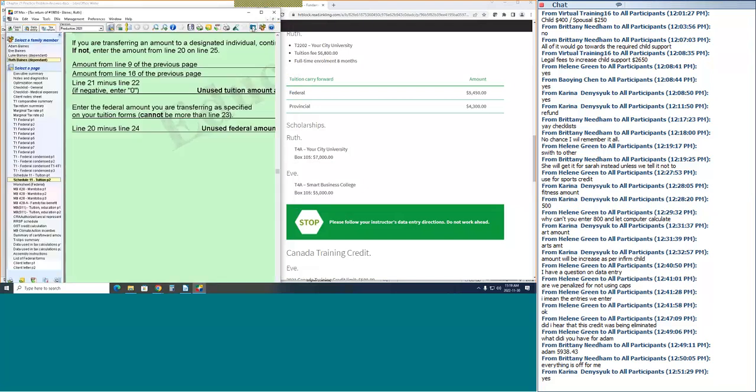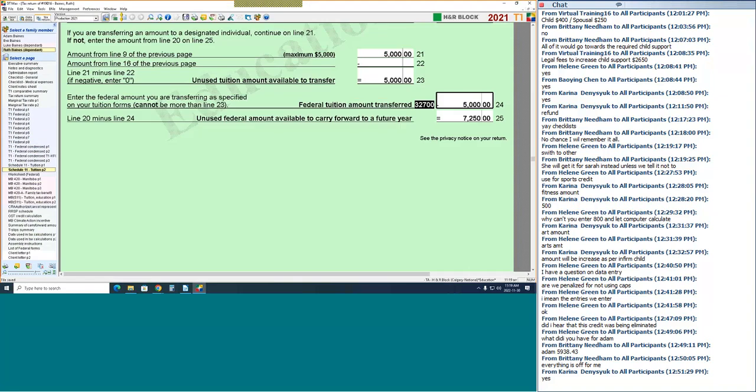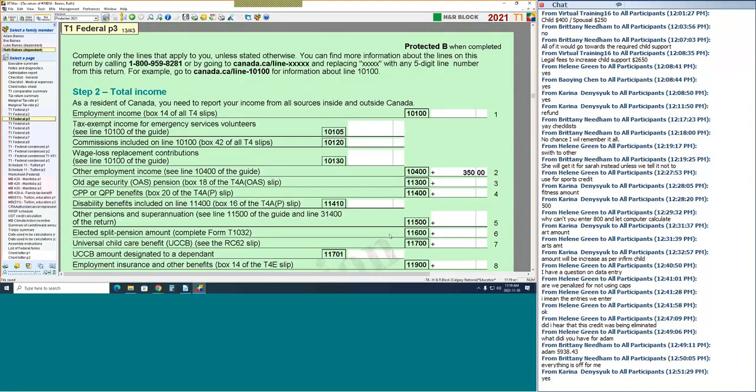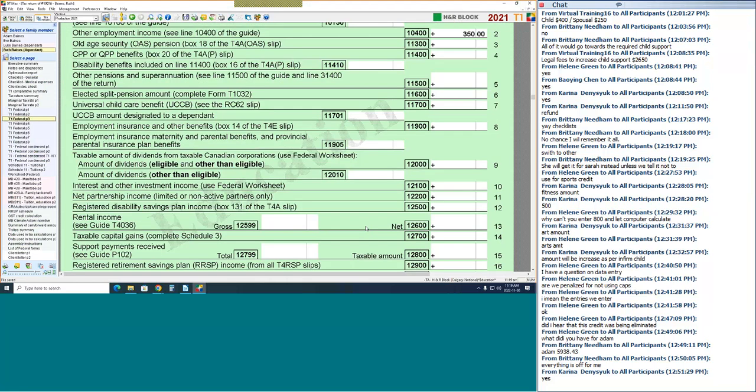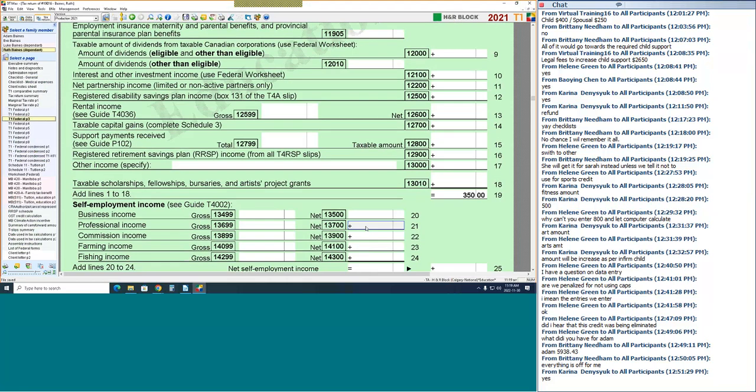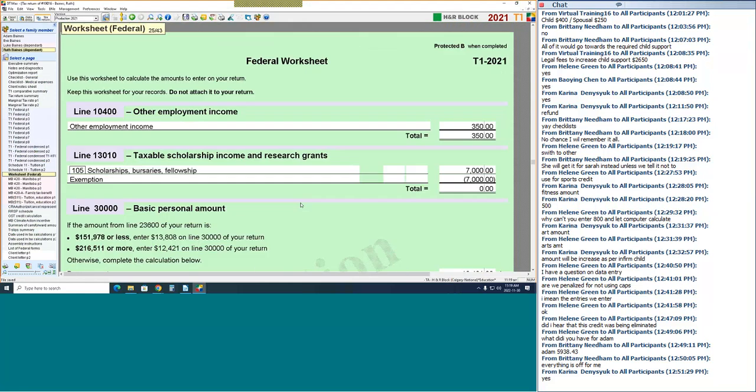And now when I go to my tax return for Ruth, I'm going to have some interesting things that I want you to look at. If I look at her income, nothing is showing up on her income. So taxable scholarships is blank. But if I want to look into more detail and I go to her worksheet, I want you to notice the computer has made an adjustment for the T4A.